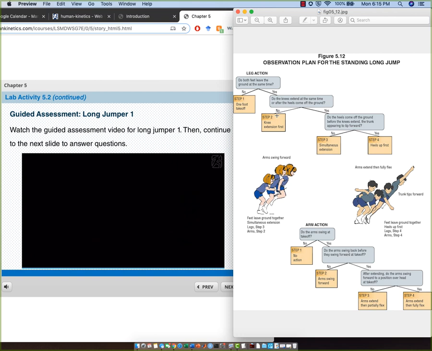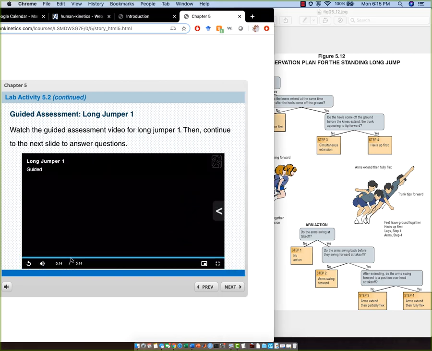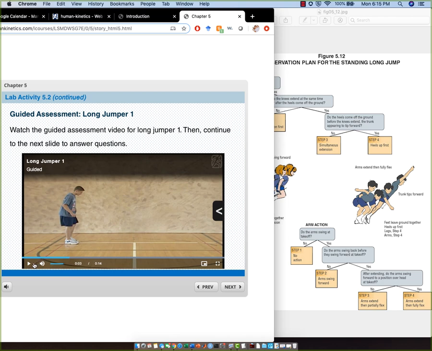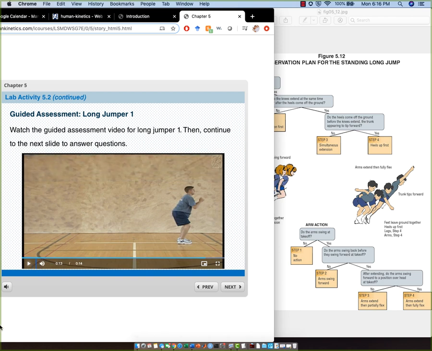The second question is, do the knees extend at the same time or after the heels come off the ground? So let's watch that again, and we'll start with just the slow-mo part. So we see that the knees flex, the heels come up, and then the legs extend. So for that question, the answer is yes.